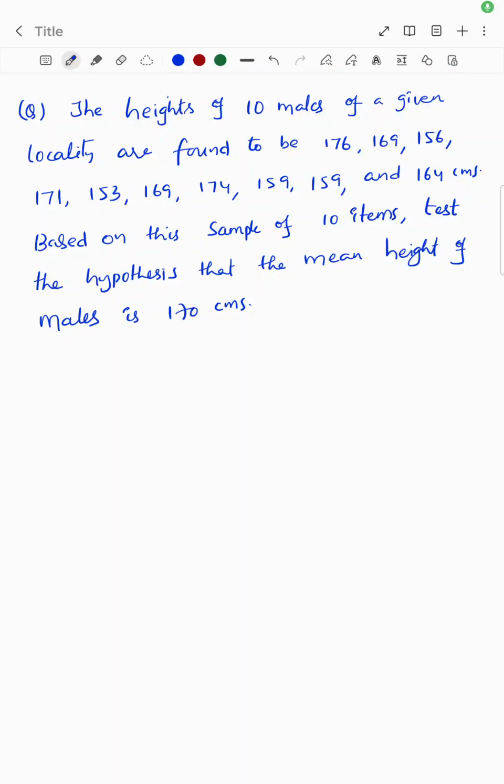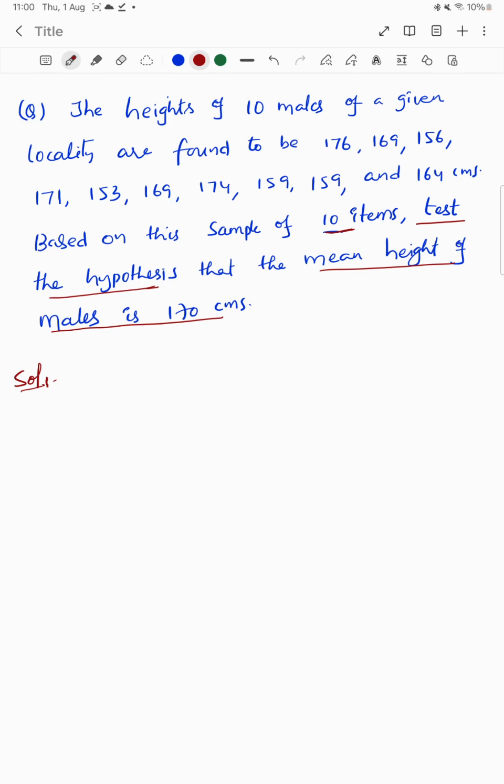Good evening. In this video I'm going to explain the testing of hypothesis procedure with an example. In this example, the heights of 10 males of a given locality are found to be 176, 169, 156 and so on. Based on this sample of 10 observations, test the hypothesis that the mean height of males is 170 centimeters. He is asking us to test whether the average height of the entire male population is 170 or not.